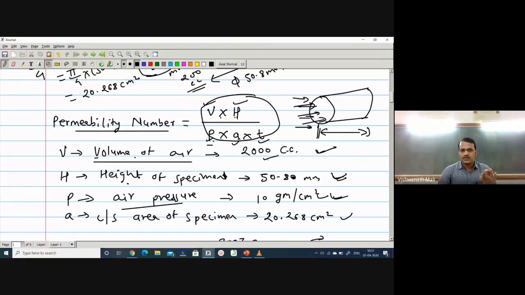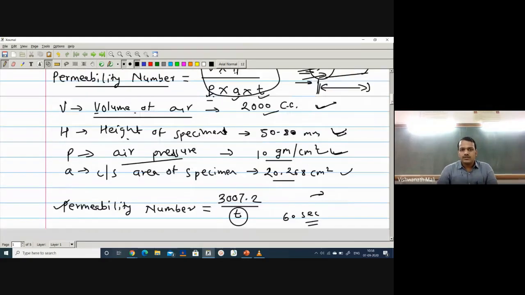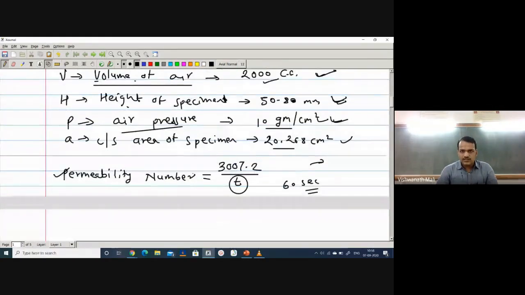2000 is also constant. Air pressure, by which we are passing this, that is 10 gram per centimeter square, and the cross section of this specimen is 20.26. These are all constant, right? And so by keeping all these standards, we get this formula.